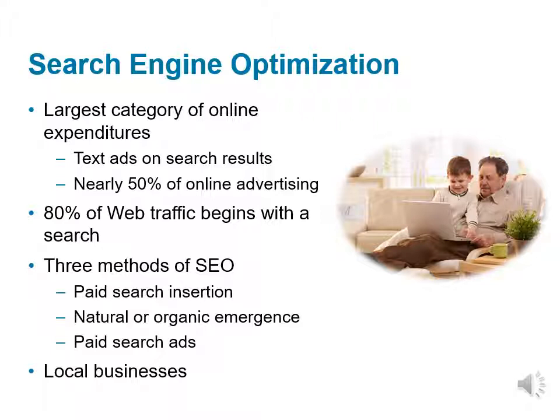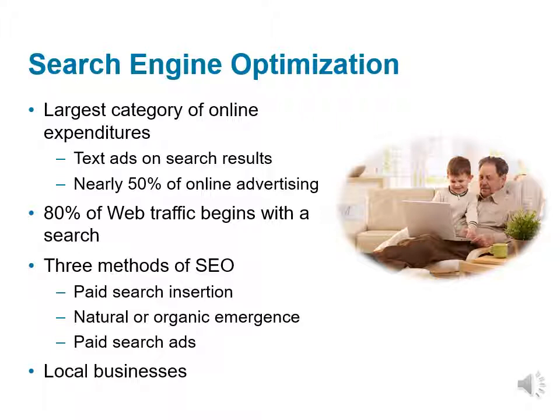About 80% of web traffic begins with an online search, so having a presence in that search process is important. SEO can be reached in three different ways. First, with paid insertions. Advertisers pay to have their website appear as the result of a search. The second method involves using paid search ads that will appear on the page. Third, natural or organic emergence. This is the best method because it is natural and the result of the engine's algorithms.